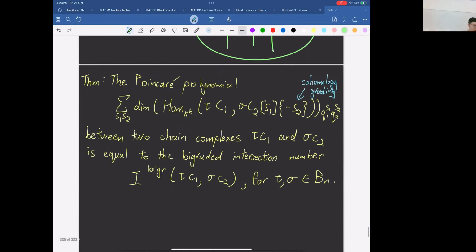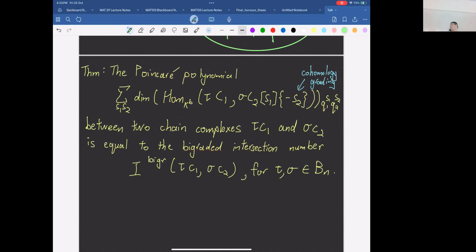So the surprising result is, if you consider the Poincaré polynomial of these two chain complexes, it is actually equal to the bi-graded intersection number. So what does it mean by Poincaré polynomial here? Basically, you take the two chain complexes and you can shift in the cohomological degree, and then you calculate all the possible Hom spaces there. And this should be equivalent to this bi-graded intersection number.